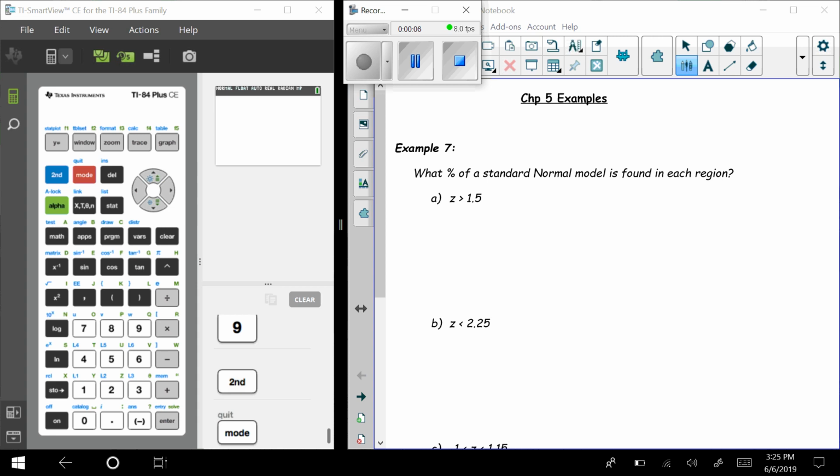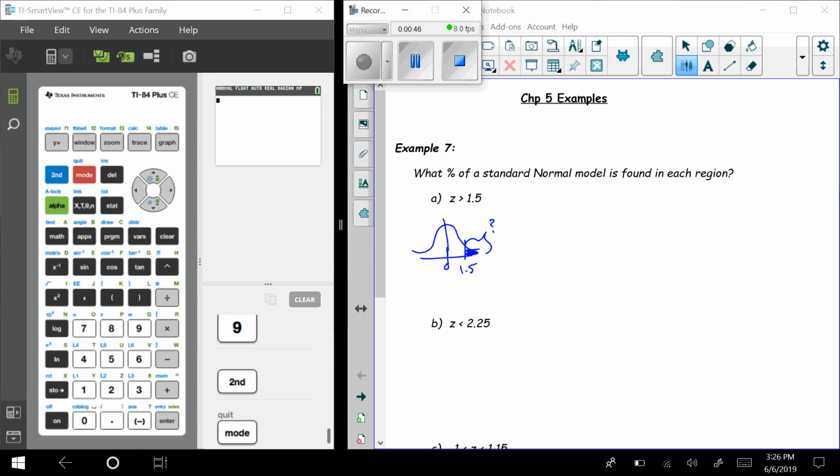We're on to example number 7 here. So we have what percentage of a standard normal model is found in each region. Okay, so it gives us a z-score here. So we assume then it's always a great idea to draw a little graph, right? So if it's a z-score, that means the middle is 0 here, and 1.5 sits up here. It says it's less than, right? So I get, I'm sorry, the z is greater than 1.5, so I get all of this area up here, right? And the question is, like, how much is out here, right?